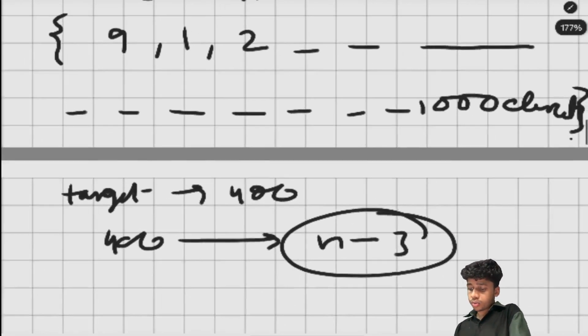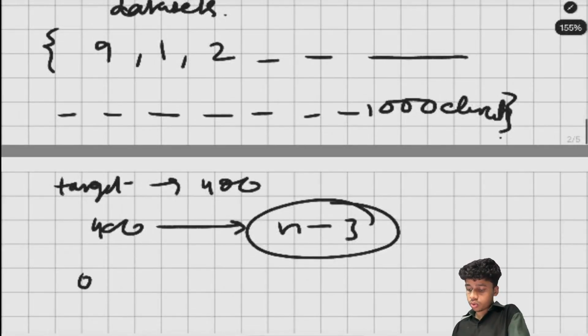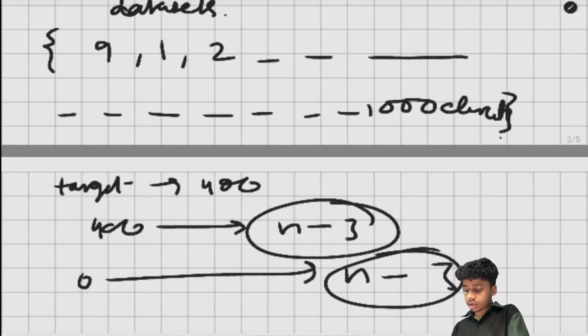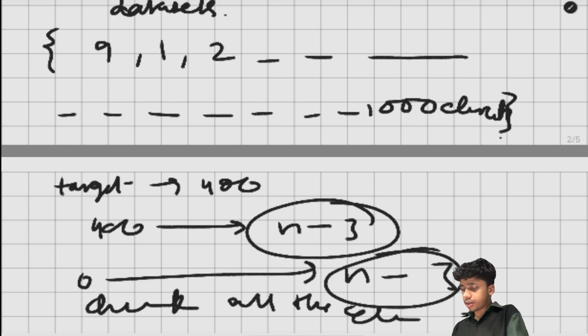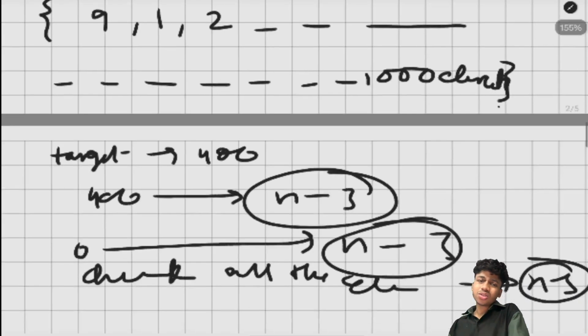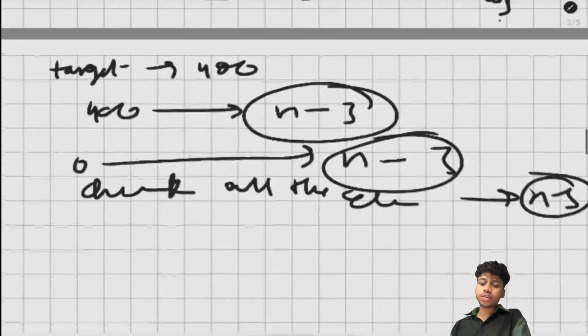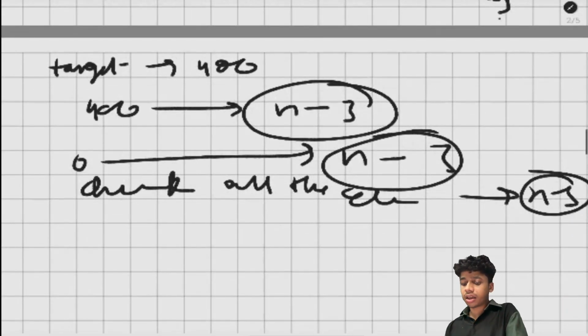Suppose it starts from 0, goes up to n minus 3, checks with all the elements of the array, and then you return n minus 3. So it's taking too much time. The time complexity becomes higher.